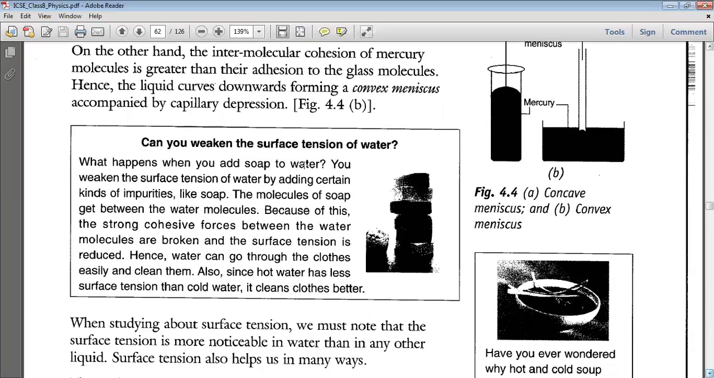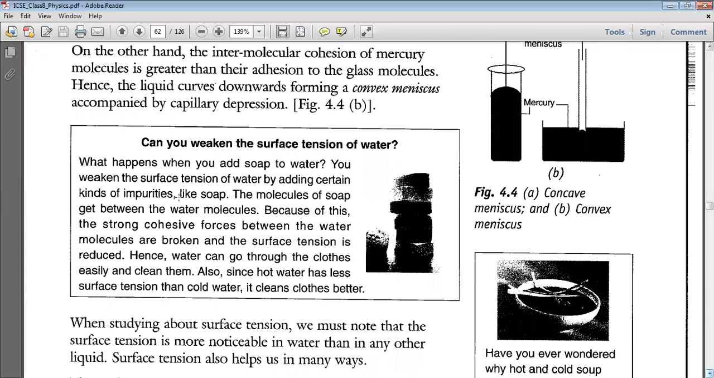Very interesting. Can you weaken the surface tension of water? Yes, the answer is yes, you can. And how do you do it? By adding soap to water. How is it so? So what happens when you add soap to water? You weaken the surface tension of water by adding a certain kind of impurity.